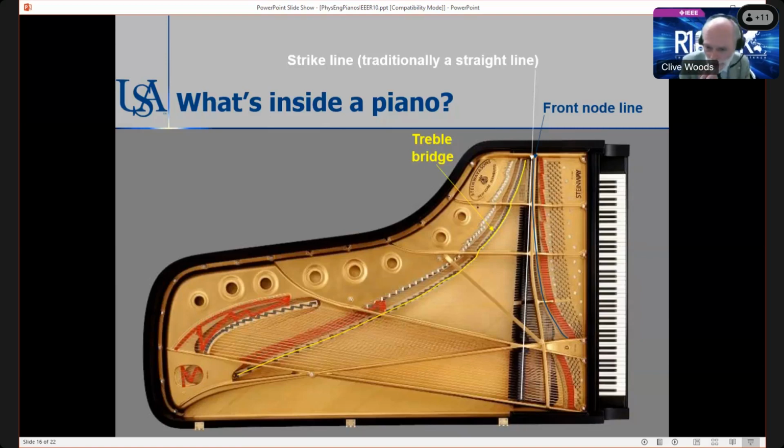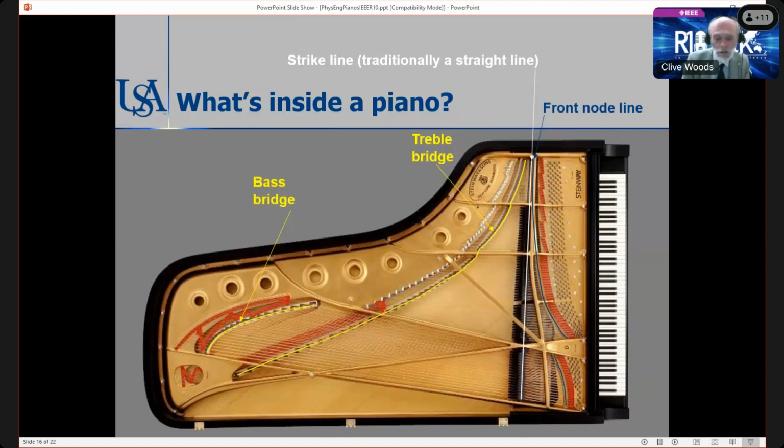And then the treble bridge defines the rear end of the speaking length, and if you look carefully you can see that every string has 7 times the length between the strike point and the treble bridge compared to the distance between the strike point and the front node line. So if you look at the front of a piano, you can tell exactly what the shape of the bridges is. And the same is true of the bass end. There's the bass bridge, and there's the front node line following the line of the agraffes at the front, and again the bass bridge is exactly 7 times further away from the strike point than is the front node line.